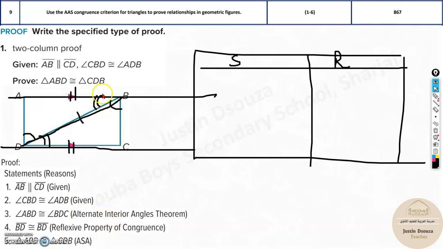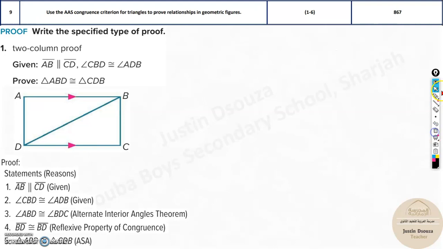Now from ASA, that is angle side angle, we have solved angle side angle. We have shown that these two triangles are congruent. That is how we solve this basically. Now these are the statements and these are the reasons. So this is how we solve. Remember to write the statements and the reasons.